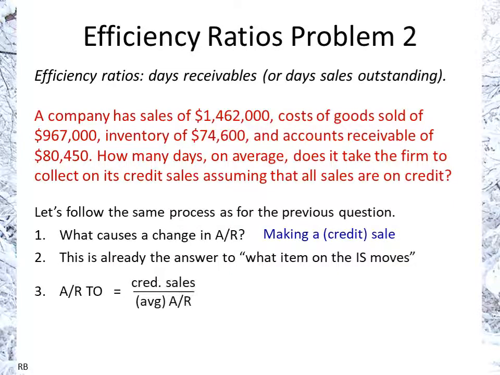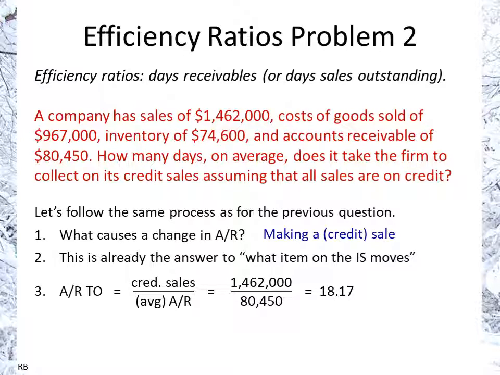And since all sales are on credit, it is exactly the same number. So accounts receivable turnover is the credit sales over the average accounts receivable. And here we have 1.462 million and 80,450. Again, I wanted to point out that we have average accounts receivable. It would be a weighted average ideally, or sometimes we use a simple average, but here we are only given the accounts receivable of 80,000, so we just use that here.